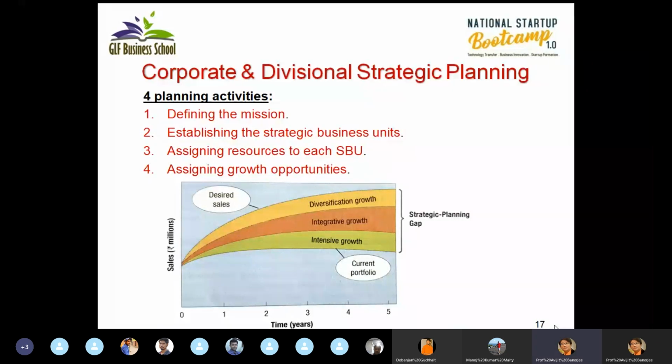There are three types of growth: intensive growth, integrative growth, and diversification growth. At this stage, you will have the portfolio of intensive growth. Gradually, you will move to integrative growth and diversification growth when you will grow.